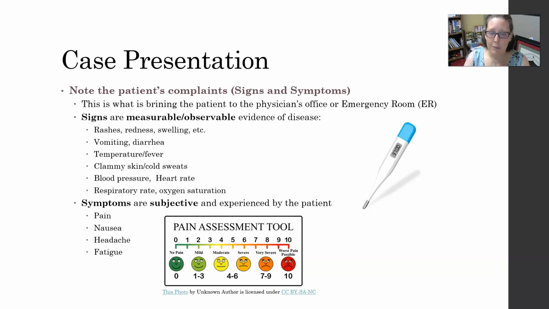Symptoms are subjective, and they're experienced by the patient and reported by the patient to the healthcare provider, but they can't really check that. They have to just assume that the patient is being truthful about what's going on. These are things like pain, nausea, headache, fatigue. For example, we do have the pain assessment tool, but again, pain is subjective. It can vary from one person to the next depending on what else is going on with them. And also, honestly, patients lie. Sometimes they report pain that isn't there just so that they can be seen faster.